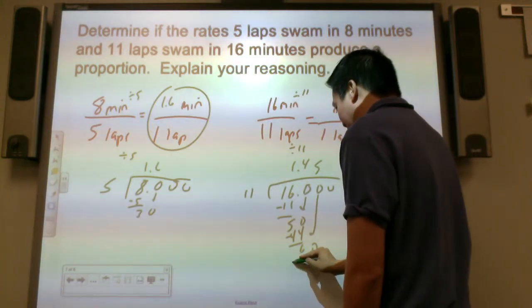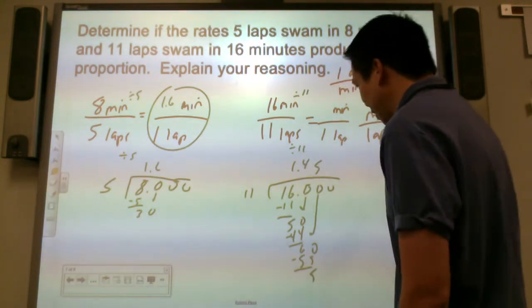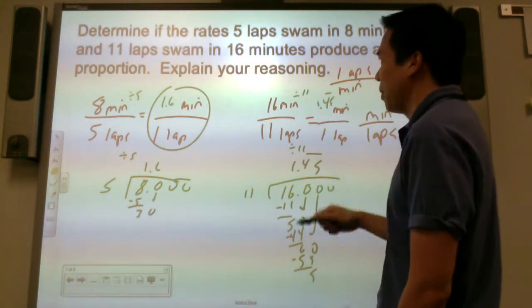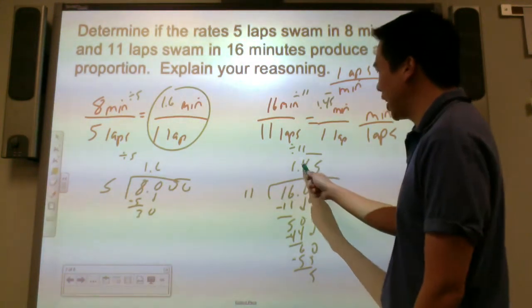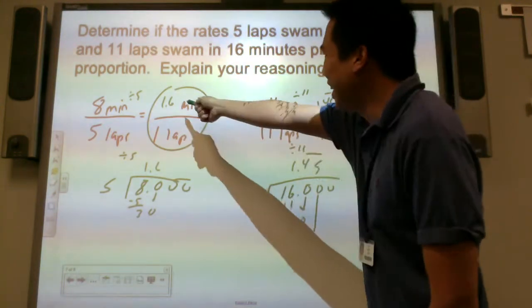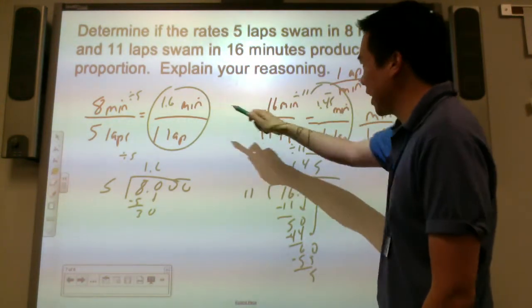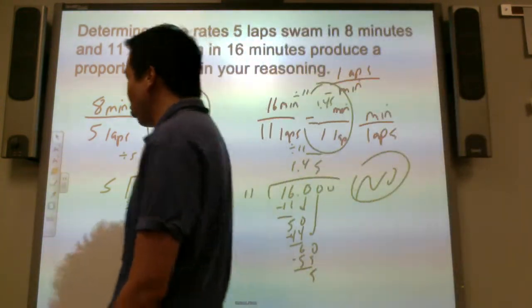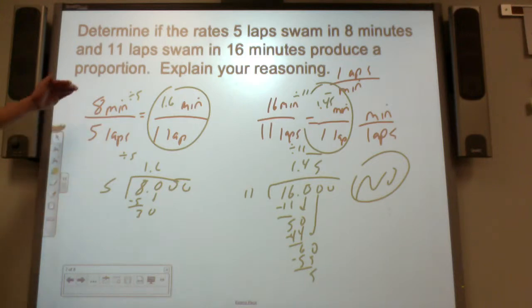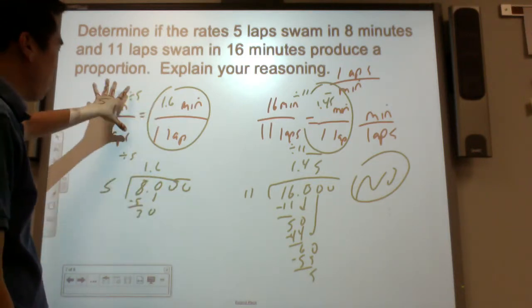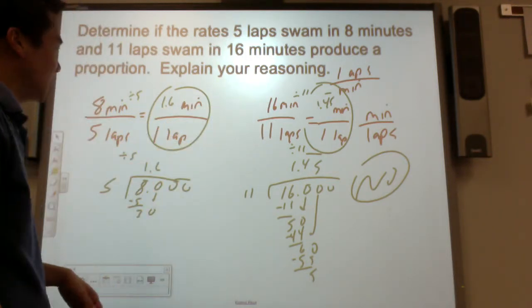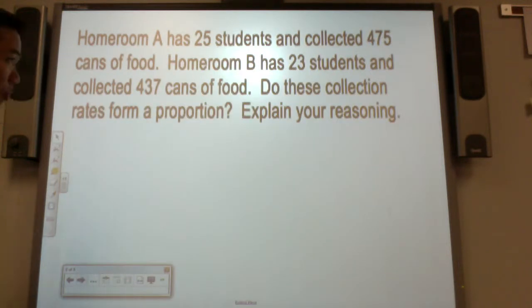You know, I'm going to stop right now. It's going to repeat 1.45. It's repeating. But I already know I can stop right now because after I got 1 and 4 tenths, I know they're not equivalent. They don't have the same minutes per lap. So no, this is not equivalent. So my prediction was right. Because if you had renamed 8 minutes for 5 laps by multiplying by 2, it would have been 16 minutes and 10 laps. So maybe our next example will be equivalent.